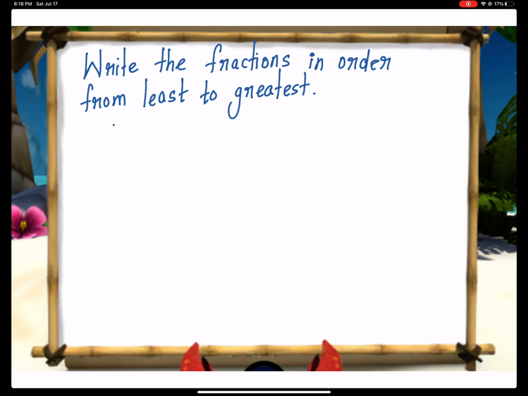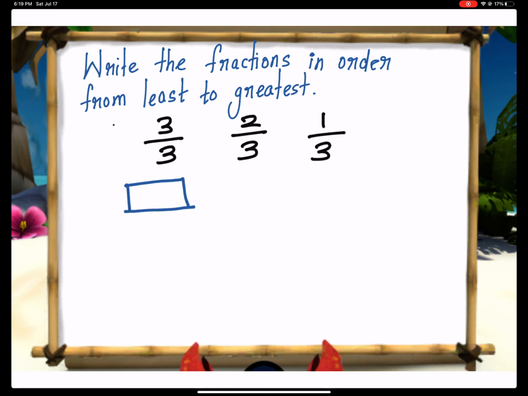Let's see what all fractions are given. So the fractions are 3 by 3, 2 by 3, 1 by 3. Okay, can you imagine or guess which fraction will be the least? Okay, so I'll show you how to find it. I'll draw a rectangle and show you. Okay, the rectangle should be the same size.